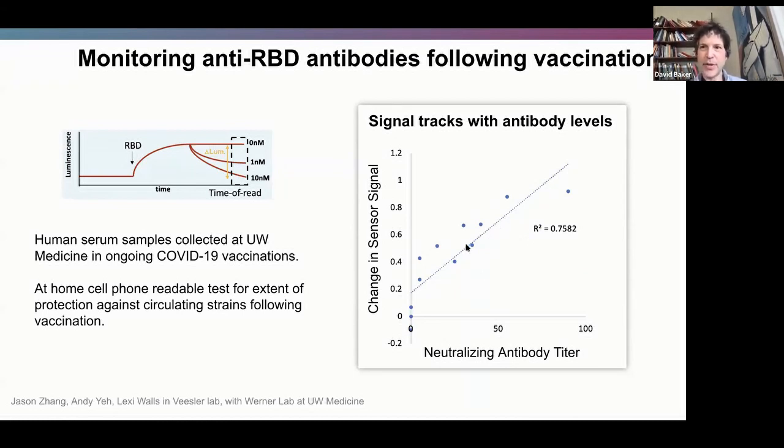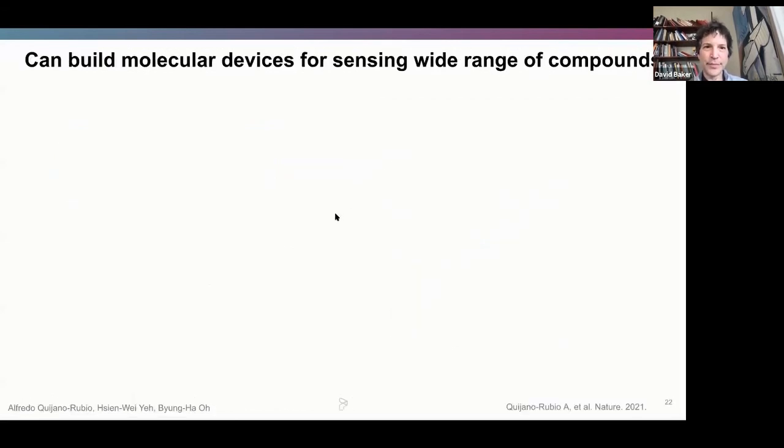But so we've been looking at samples from patients who have been vaccinated who have different levels of response to the virus, and we can assess their antibody response by looking at the neutralizing antibody titer, and we can also look at the change in signal. You can see they're quite well correlated. And so this is a very quick test you could run at home, read on a cell phone, and so we're hoping this will be useful.